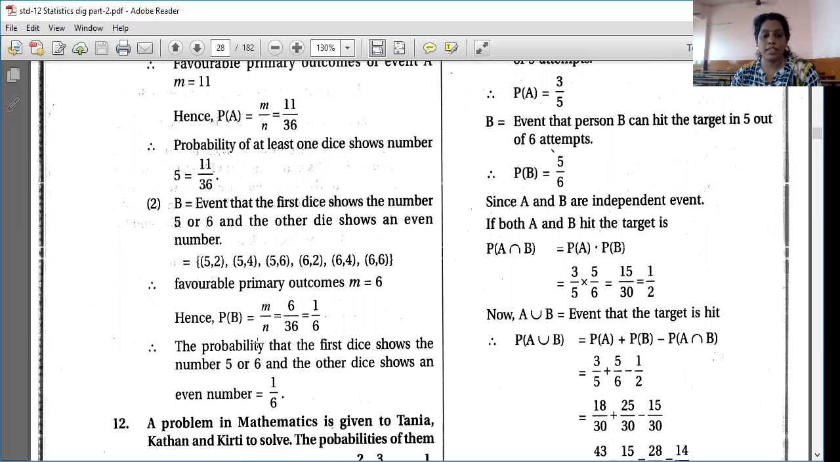Now the probability that the first die shows the number 5 or 6 and the other die shows an even number is 1/6. Right? Now your 12th sum. A problem in mathematics is given to Tanya, Kathan and Kirti to solve.